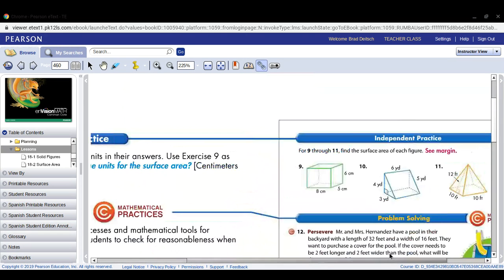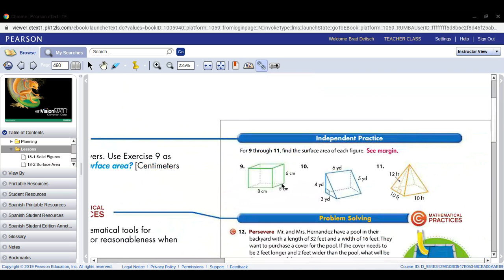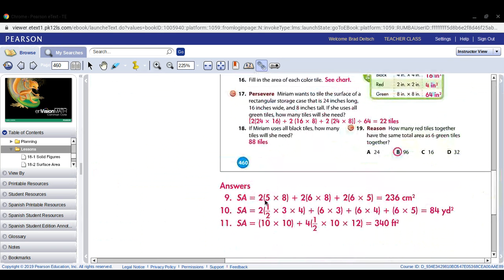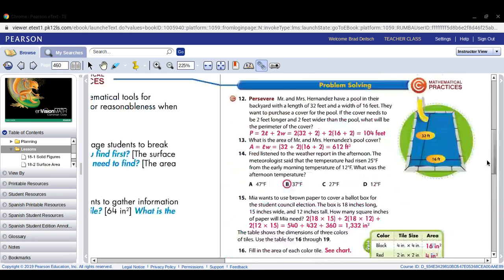All right, so now we're going on to the next page. Number 9 is a rectangular prism. If you scroll down, they use the formula 2LW plus 2WH. If you see in the bottom here, number 9, guys, they get 236 square centimeters. So what they did was they used the formula there.